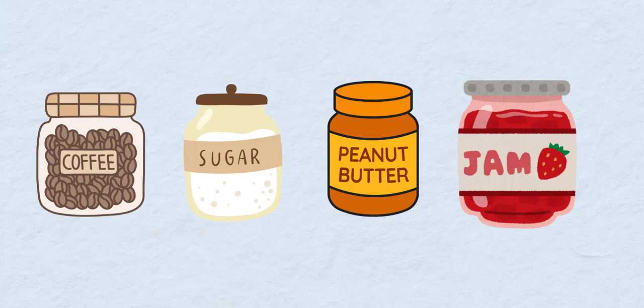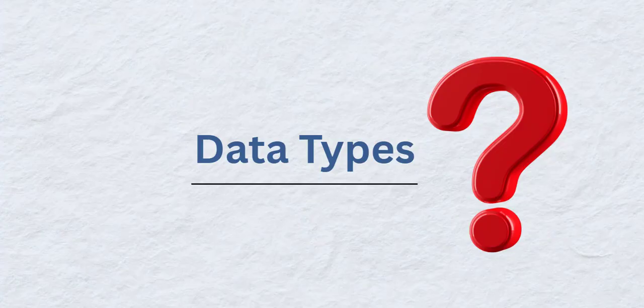In our case here, the variables are what? The coffee jar, the sugar jar, the peanut butter jar, and the jam jar. So the jars are the variables because they are storing what? Data in them. The data are the different contents here, either the coffee, the sugar, the peanut butter, and the jam. So these are the data. Variables are just like a container that is storing data. Okay, so we've seen what variables are, and we said variables actually store data, right?